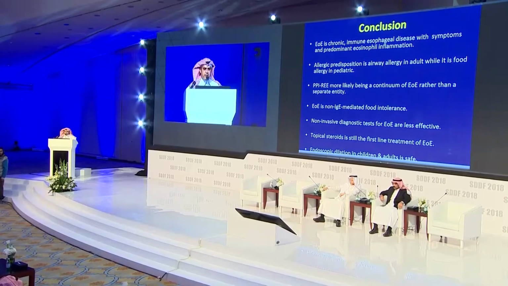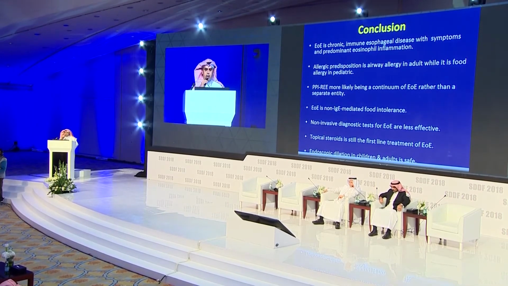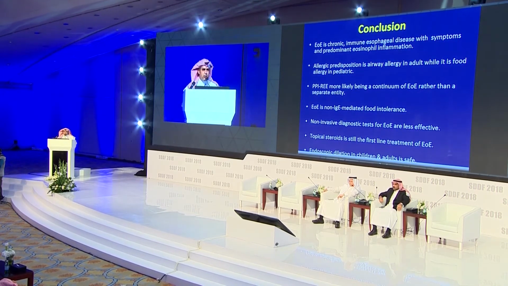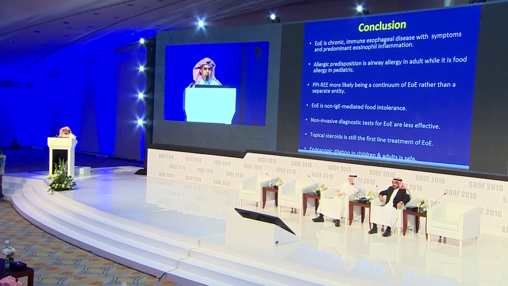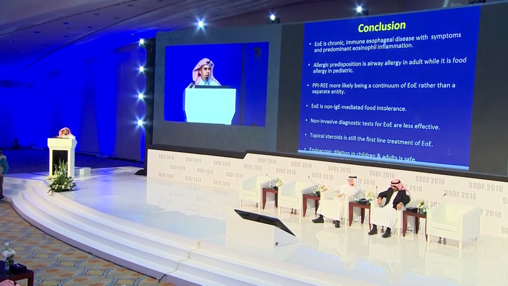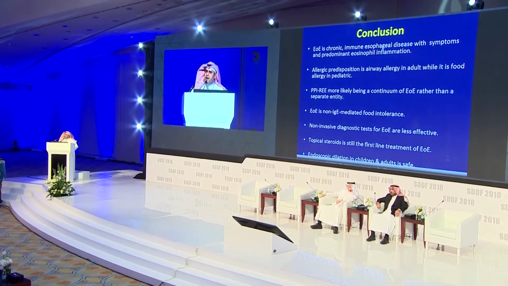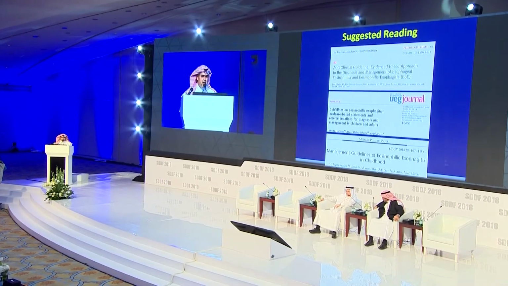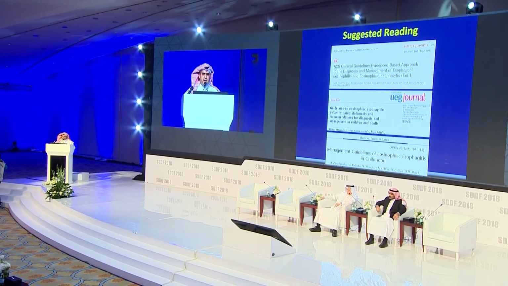Pediatric is almost similar. So my conclusion is that eosinophilic esophagitis is a chronic immune esophageal disease with symptoms and esophageal inflammation. The type of allergy in pediatrics is usually food, while in adults it is usually aeroallergens. PPI-responsive esophageal eosinophilia is almost the same disease as EoE, and it is non-IgE mediated. Non-invasive markers usually are less effective, topical steroid is still the first line of treatment, and endoscopic dilatation is safe in pediatric and adult. And this is suggested by the most recent update guidelines in adults and pediatrics.